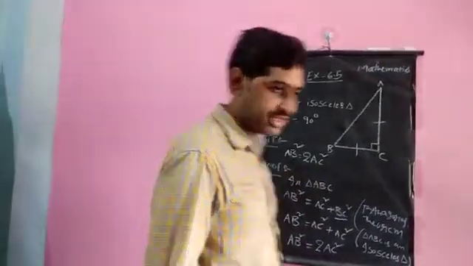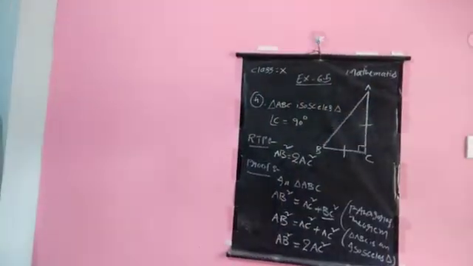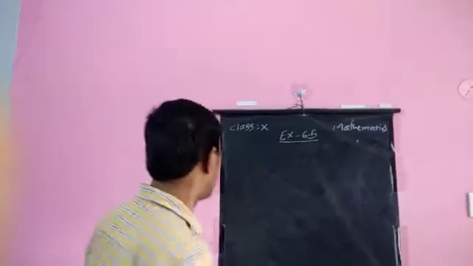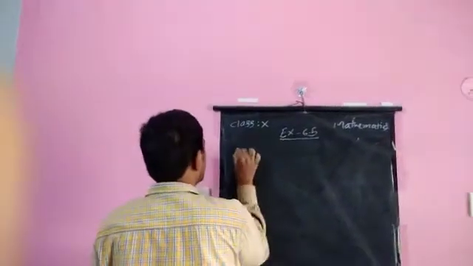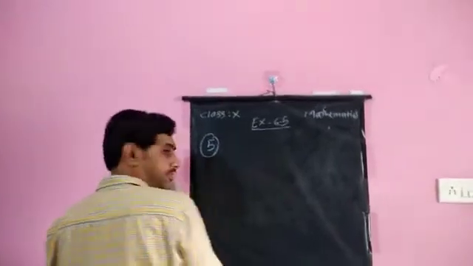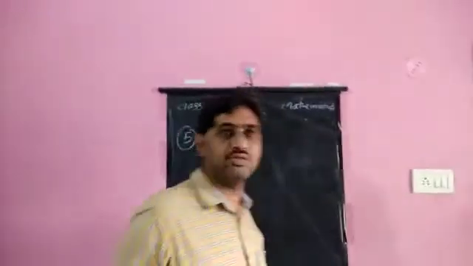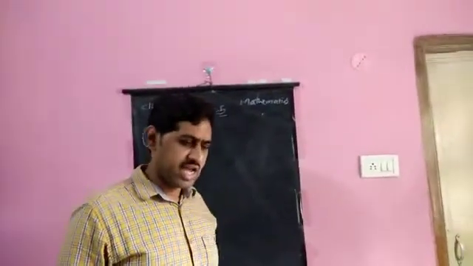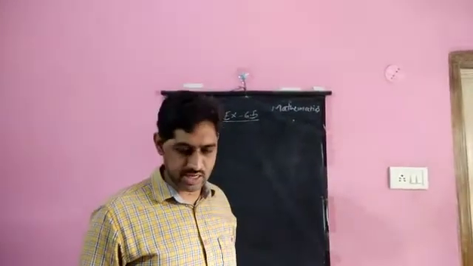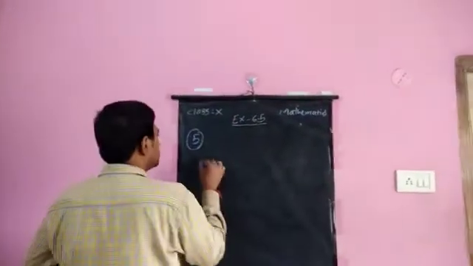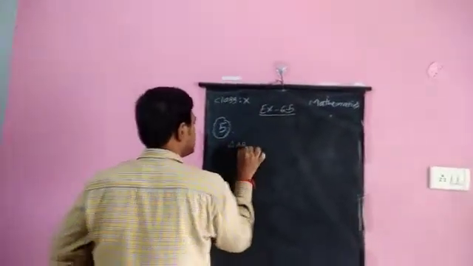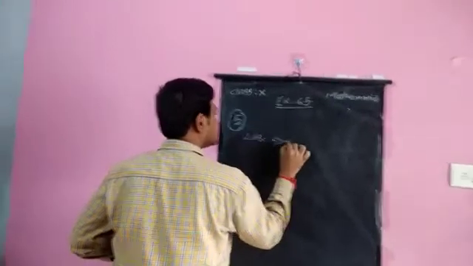This will be the fourth one. If we move forward, then the fifth question. Exercise 6.5, fifth question. If we see, this is the reverse of question number 4. We can see ABC is an isosceles triangle with AC equals BC. In the question itself, they are saying the triangle ABC is an isosceles triangle.